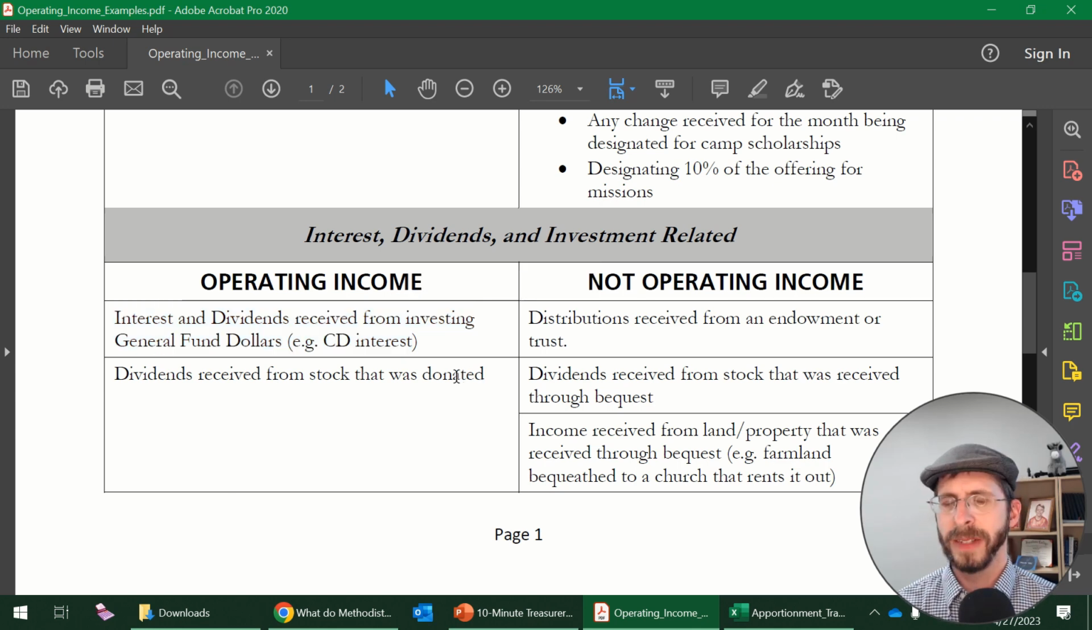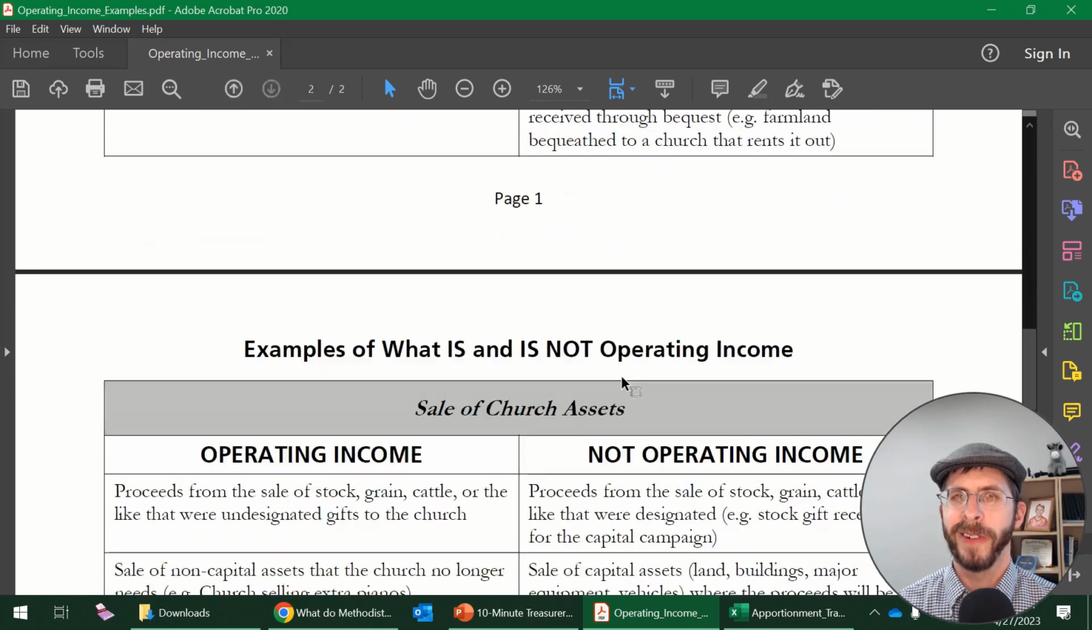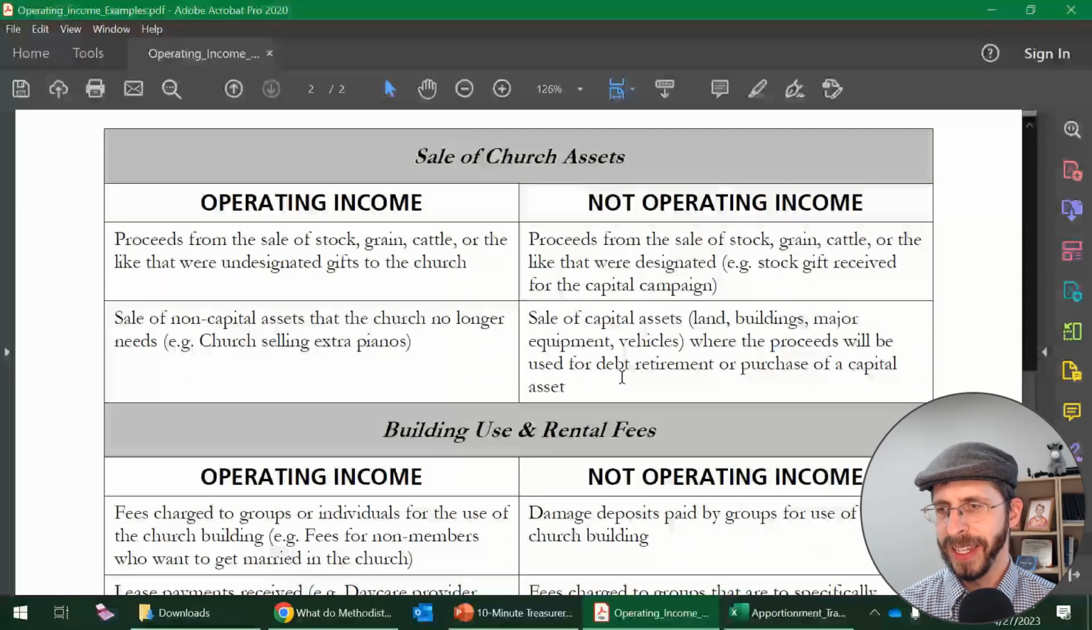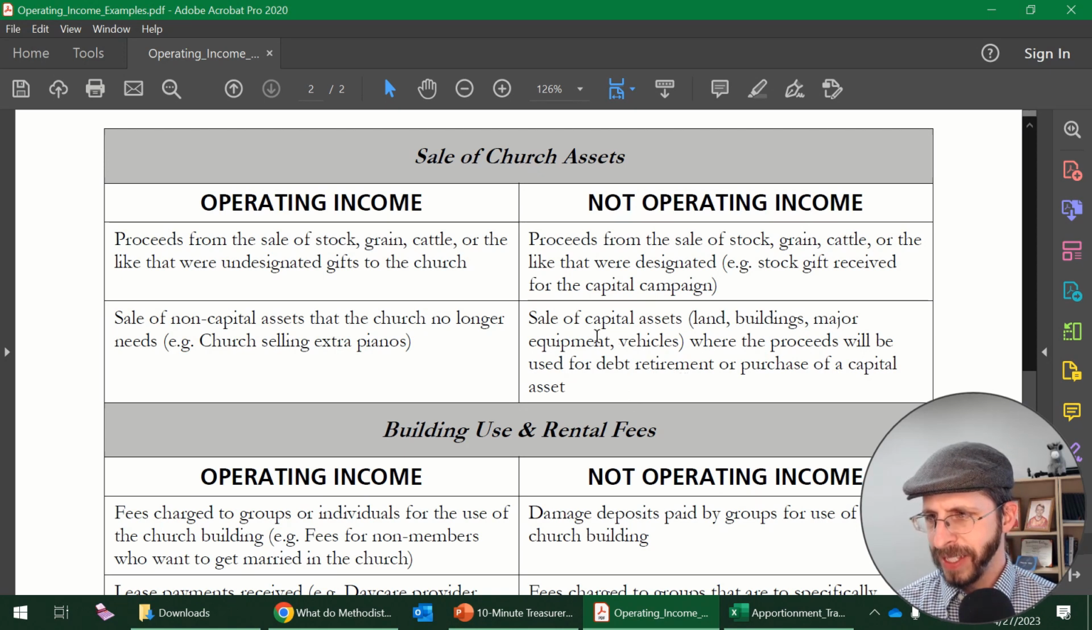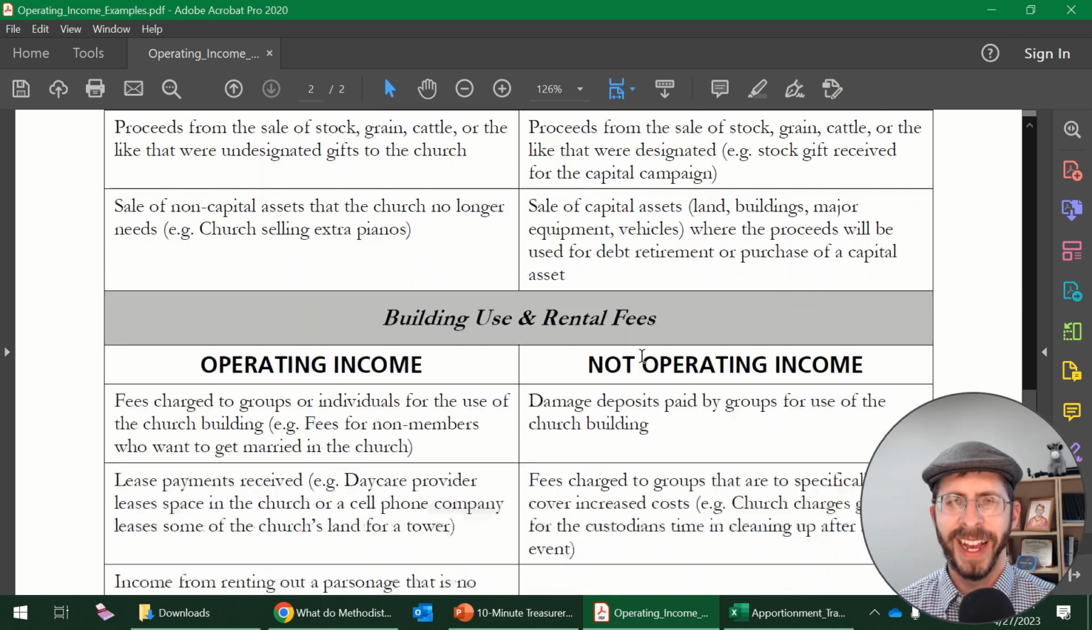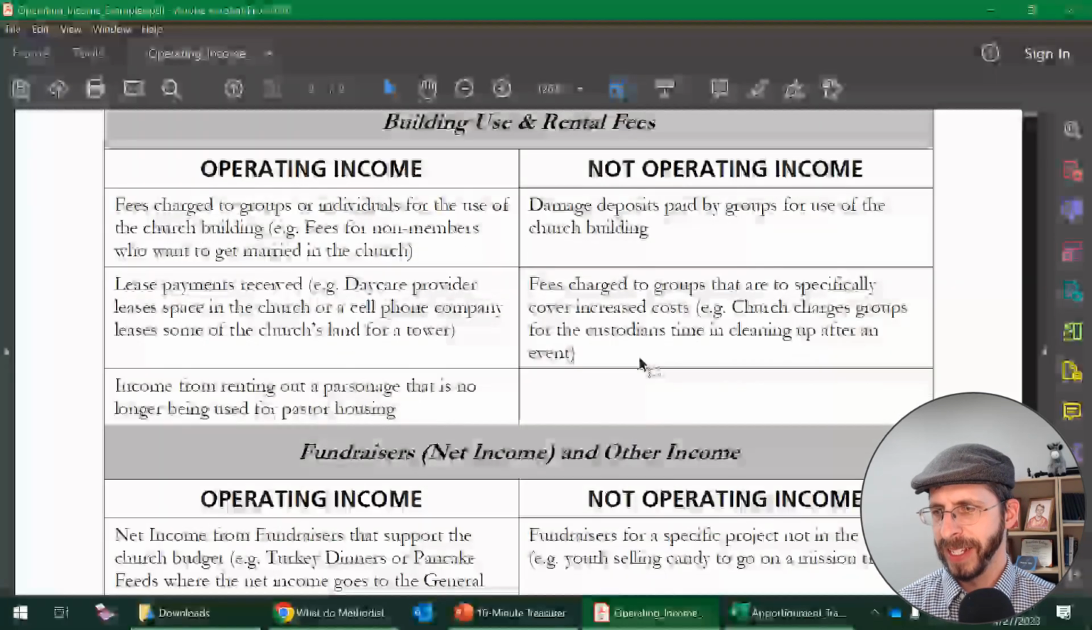For investment income, if it's interest that's going right into the general fund that you're actually using to spend that way, include it. When I look at sale of church assets, that just doesn't happen that often, so I'm not really going to talk about that one.